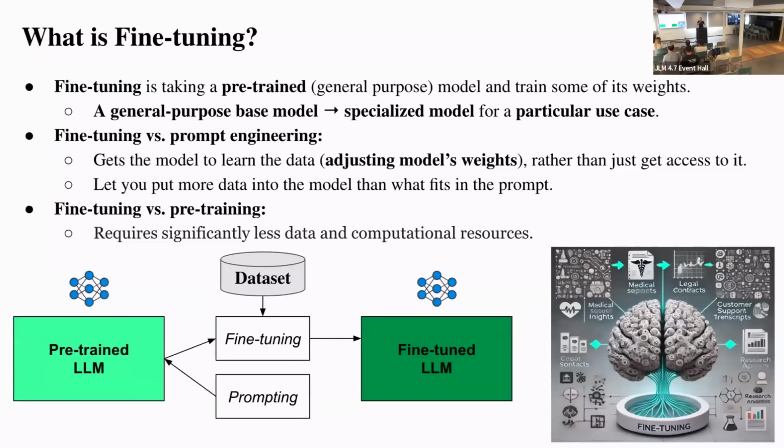And this is the diagram to illustrate it. We have the pre-trained LLM, and then if you want to fine-tune, we use a dataset to fine-tune, and we create a fine-tuned LLM. So we actually create a new model in fine-tuning, whereas in prompting, we just have access to the pre-trained LLM.